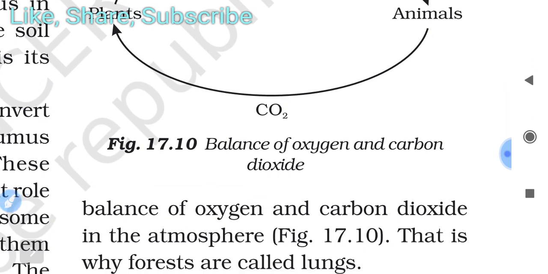So plants provide oxygen and maintain a balance of carbon dioxide and oxygen in the atmosphere. That's why they are known as the green lungs. The function of our lungs is also like this. That's why they are called green lungs. The functioning of lungs you will read in the next classes, your higher classes.